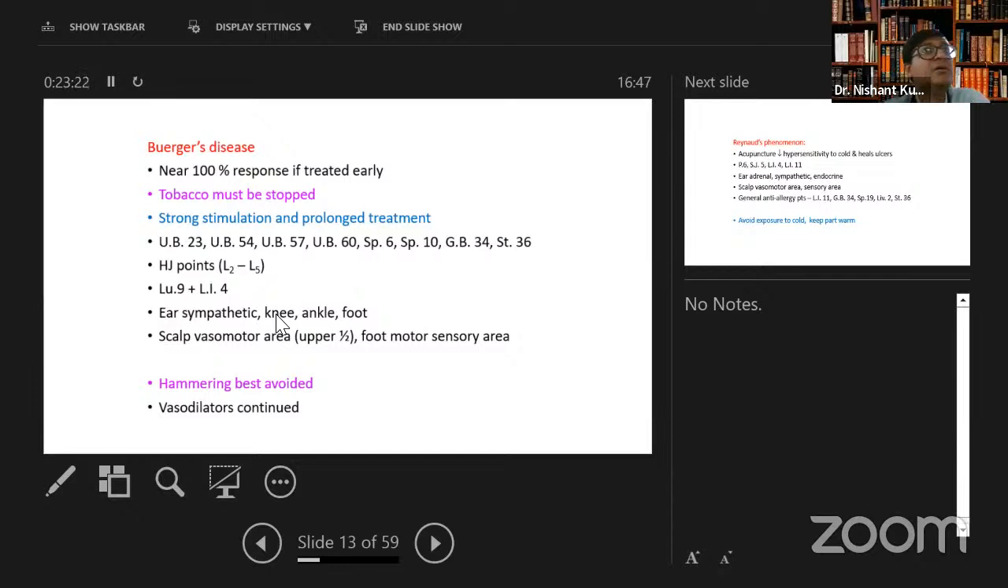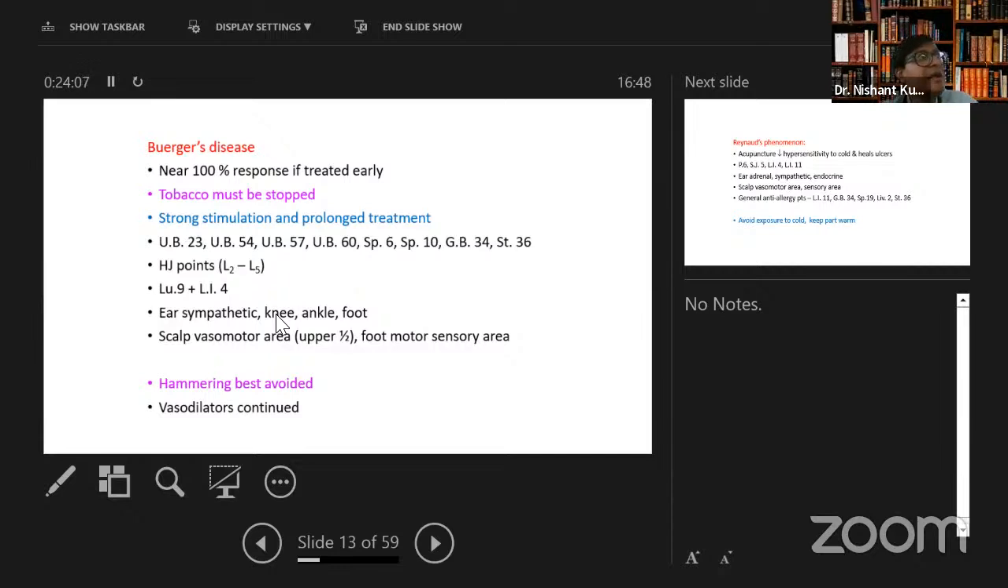UB54 is on the UB54. GB30 and UB54. Sir had only told. UB54 is on the buttocks. Right? UB57, UB60. UB60 is 36, spleen 10, again GB34 for muscle and tendons, and stomach 36. So these are the local points which can be used.